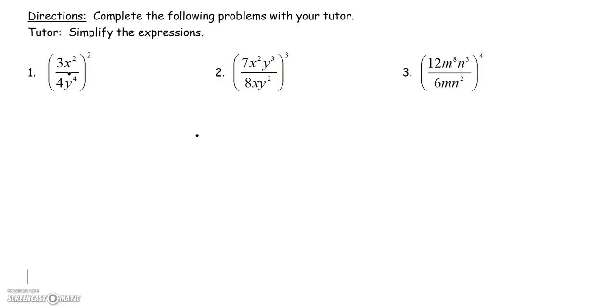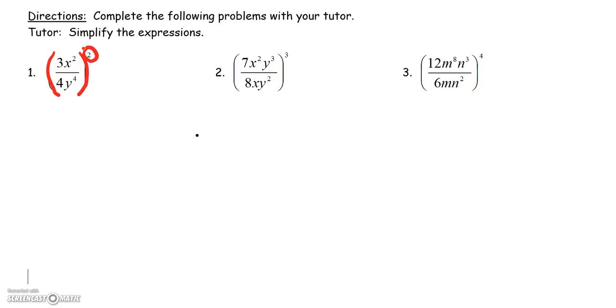We can either simplify what's in the parentheses and then take care of the outside exponent, or vice versa, we can take care of the outside exponent first and then simplify. For the first two, we're going to do that latter approach, and we're going to take care of that outside exponent first and then simplify as best we can. So here we have this entire quantity, 3x squared divided by 4y to the fourth, and it's all to the second power.